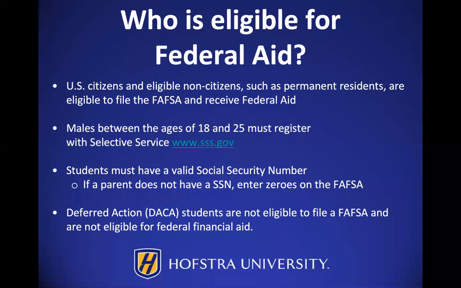Students must have a valid Social Security number. If a parent does not have a Social Security number, you would then enter all zeros on the FAFSA for that parent. Deferred action or DACA students are not eligible to file a FAFSA and would not be eligible for any federal aid, but they can still be eligible for institutional aid.